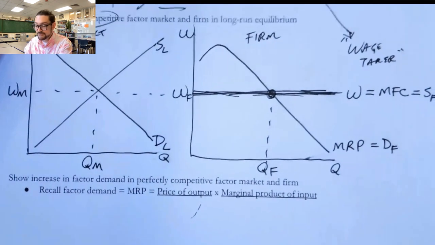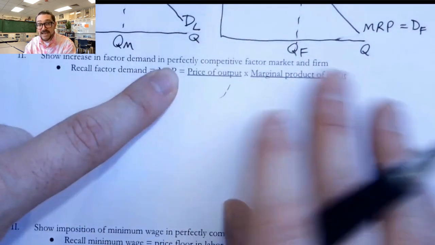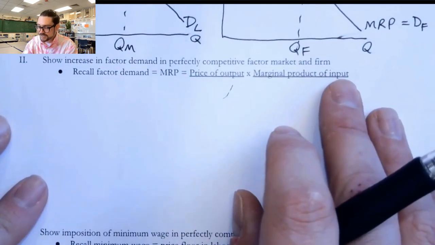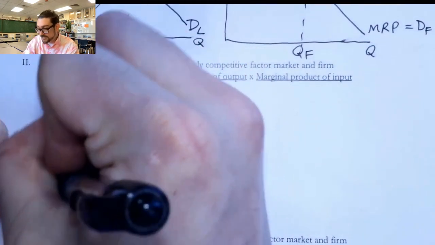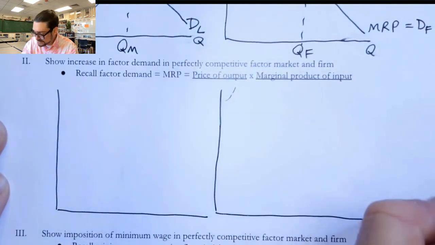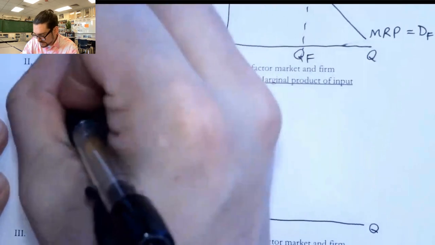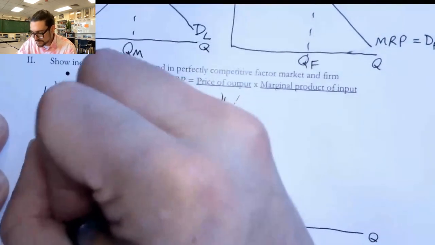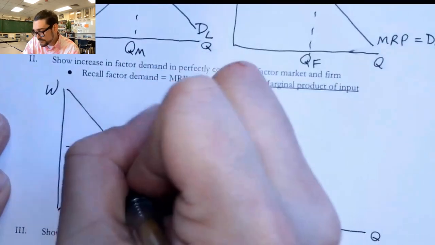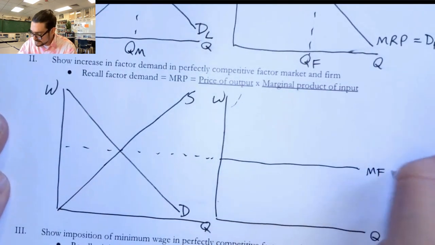Now we're going to show what would happen if there's an increase in factor demand in a perfectly competitive factor market and the firm. So this one's going to be a little bit tricky, but we're going to start in that equilibrium. We're going to be nice and quick, hopefully speed this video up just a little bit. Quantity, wage, demand, supply, over here. That's our MFC.